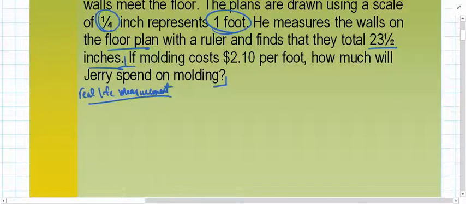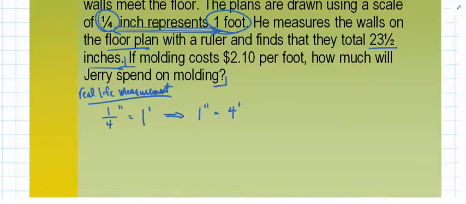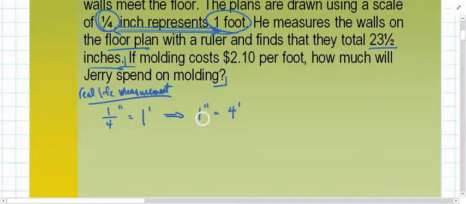And what I like to do here is look at the scale that was provided to us in the word problem, and I see that 1/4 of an inch represents 1 foot. So if 1/4 of an inch is equal to 1 foot in real life, that also means that 1 inch in the drawing is equal to 4 feet in real life. I feel just a bit more comfortable using this thought, that 1 inch of drawing is the same as 4 feet in real life, rather than worrying about these 1/4 inches.